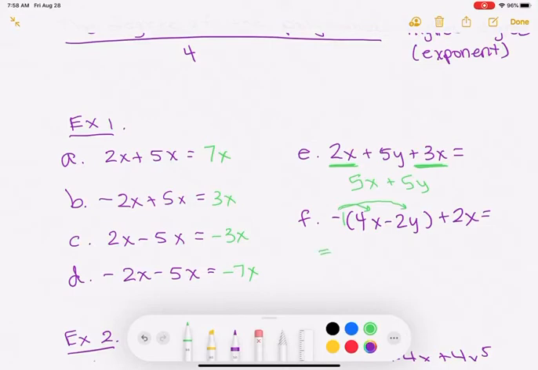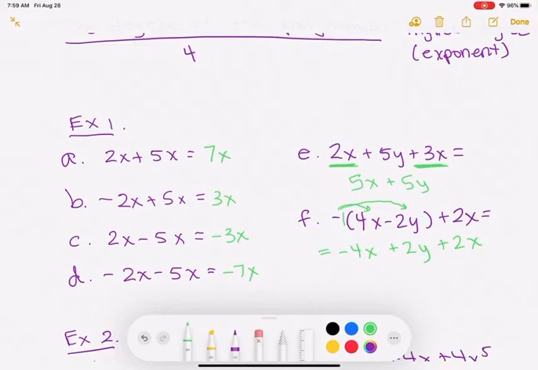So when I do that, a negative 1 times 4x is a negative 4x. Negative 1 times negative 2y: a negative times a negative is a positive. So I'm going to have a plus 2y. And then we just have this plus 2x hanging out here on the end.